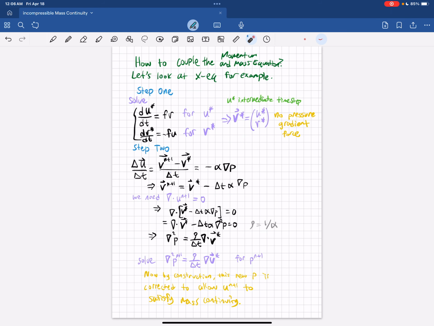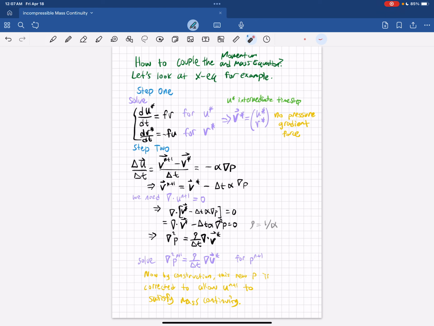Yeah, so never mind. I guess we'll get to that later. Basically, we get rid of the pressure gradient, so no pressure gradient, and we solve each of the equations for u star and v star. It's kind of an intermediate variable for an intermediate time step. And then we can form this as a vector variable with u star and v star in it.